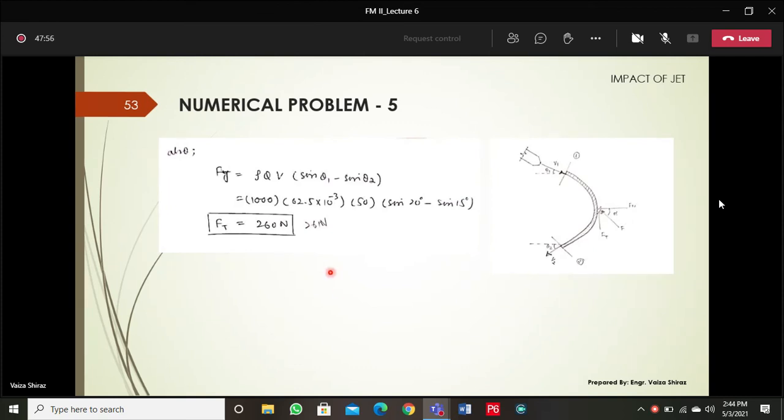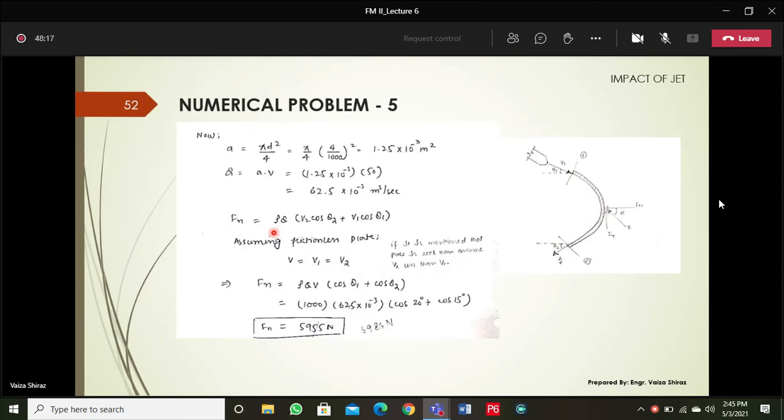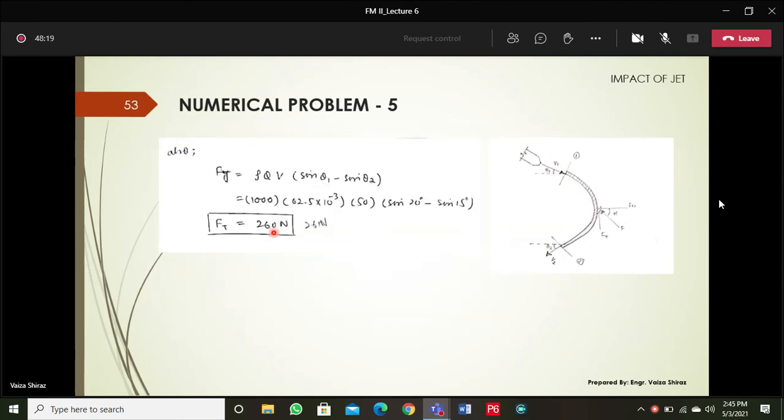Also Ft, this is your equation, put the values and this is your answer. So it can either be 260 or 261 because बच्चों का आता है, so that is okay. Okay, so you can see that in this case, the difference of your theta 1 and theta 2 is of 5 degree, which reduces your Ft to 260. So 260 Newton is quite less as compared to your Fn, which is 5955 Newtons. Okay, it is quite less. You can further decrease its value to 0 by keeping these two angles same.